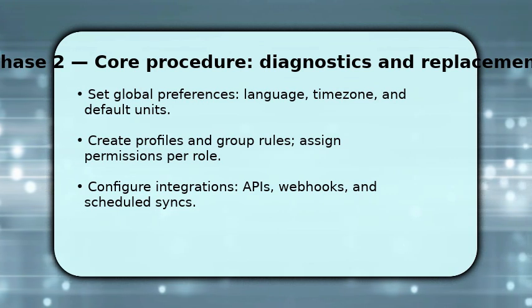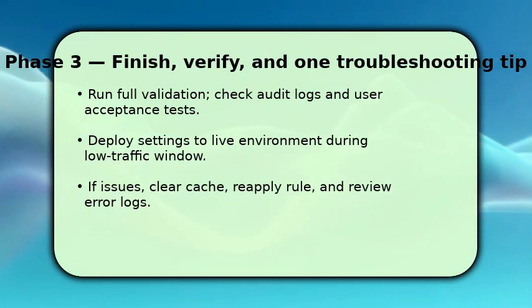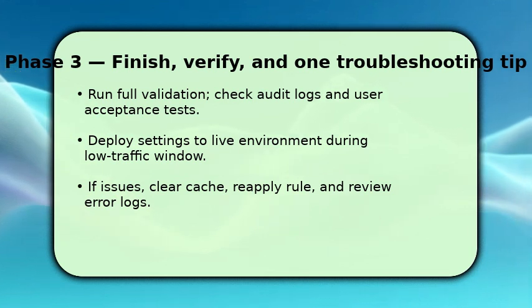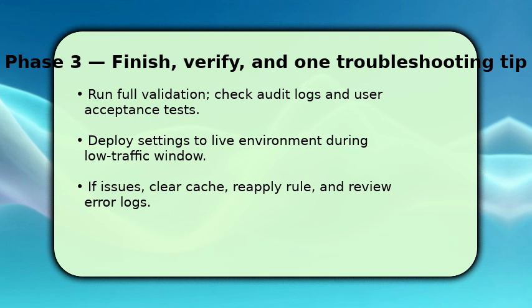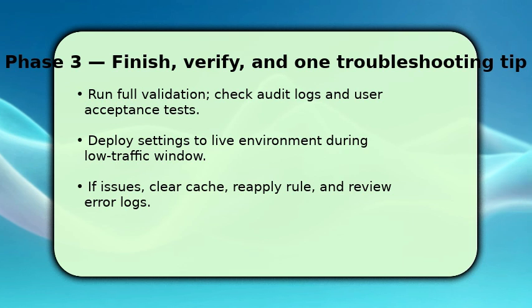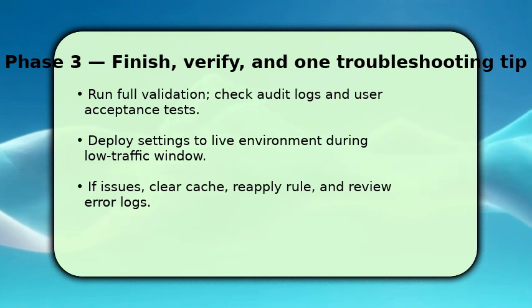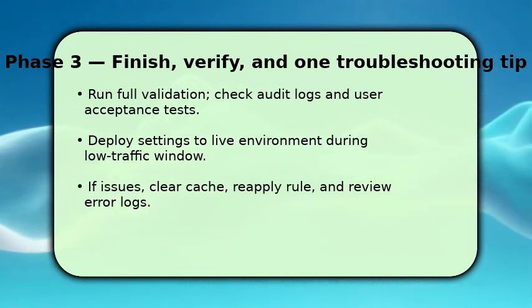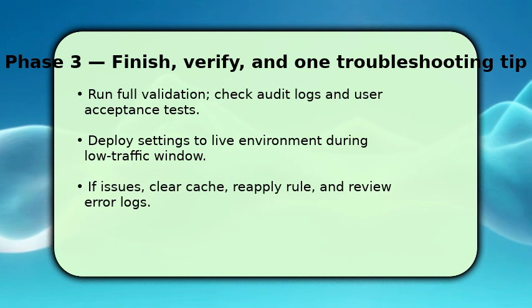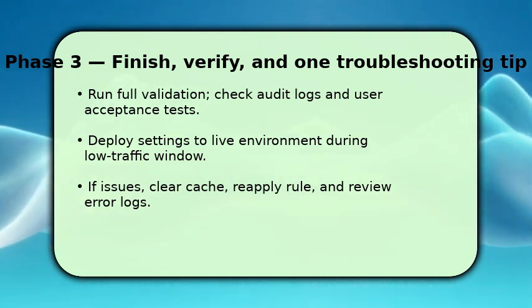Finish by validating and deploying the configuration and learn one key troubleshooting approach. Run full validation and user acceptance tests. Inspect audit logs for unexpected changes. Deploy to the live environment during a low-traffic window to reduce user impact and notify stakeholders of rollout times. If something goes wrong, clear the app cache, reapply the altered rule, and check error logs for specific exceptions. This often reveals mismapped fields or permission gaps. Make sure to revert.